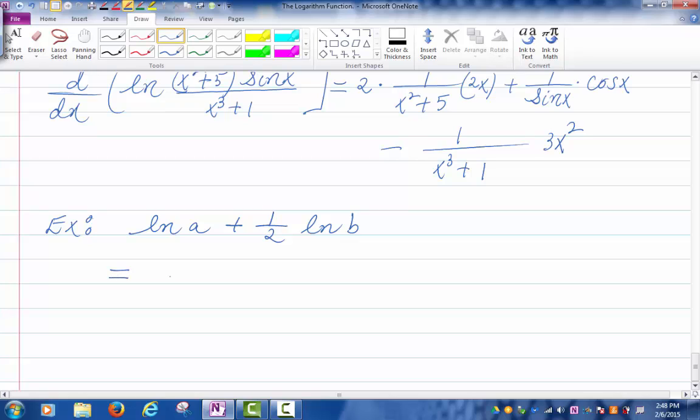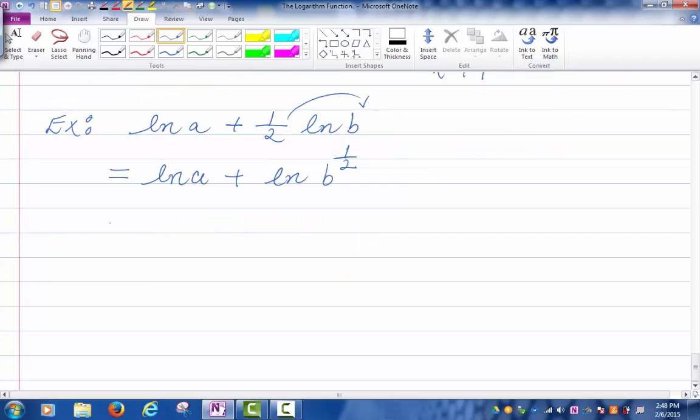So I want to write it as a single log expression. What should I do? What would be the first step? This is ln A plus what? ln of b to the half, because I can put this as an exponent. And then, by applying law number 1, this is ln of A times b to the half. So this is ln of A times root of b, and that's it. Everybody is okay with that?